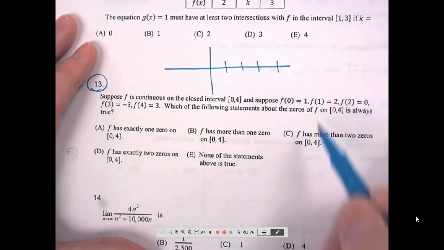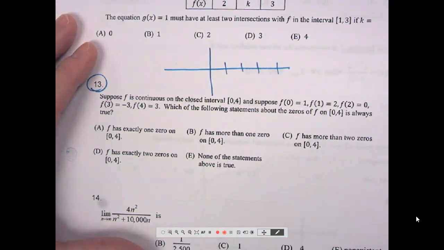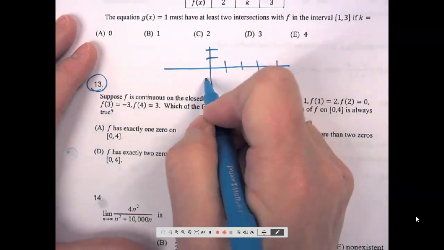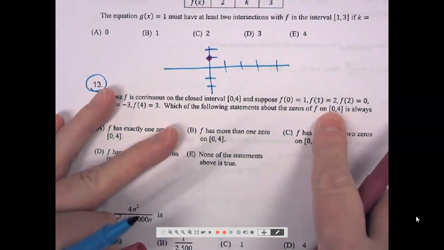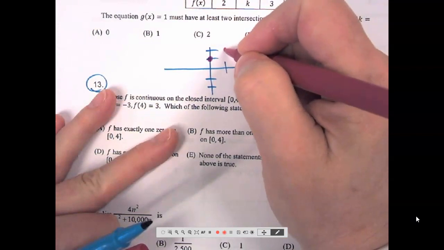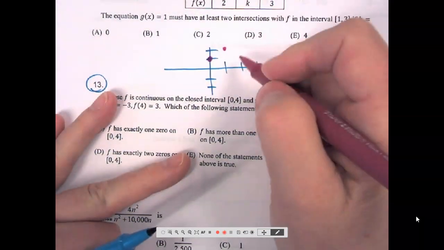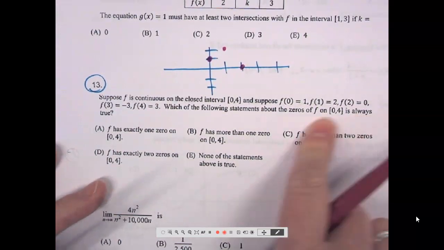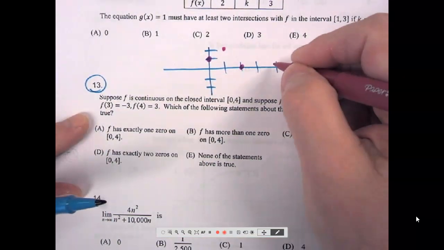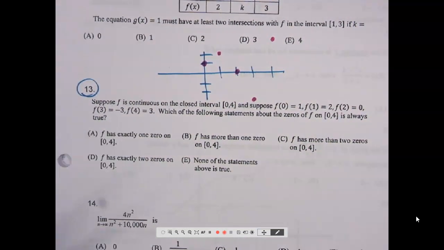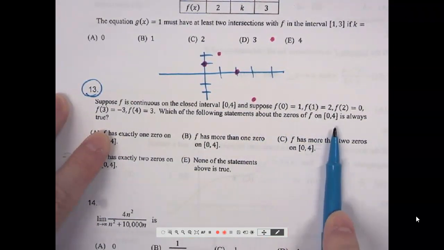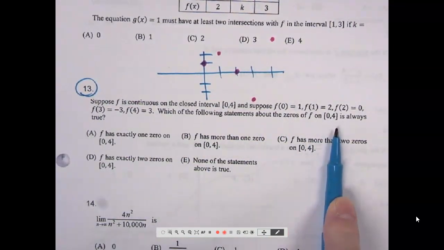Okay, we have a continuous function on a closed interval 0 to 4. 1, 2, 3, 4. Suppose f of 0 is 1. So 0, 1 is an ordered pair. F of 1 is 2. So 1, 2 is an ordered pair. F of 2 is 0. 2, 0 is an ordered pair. F of 3 is negative 3. And f of 4 is positive 3. Okay, so if we look at that visually, usually that will help. Okay, what else do we know? Which of the following statements about the zeros of f is always true?